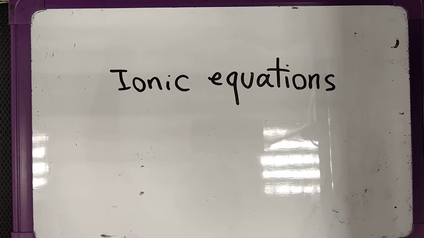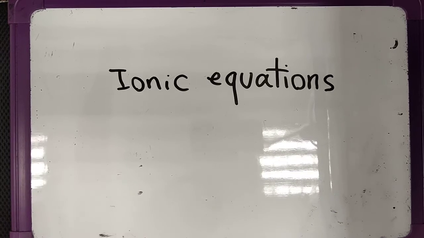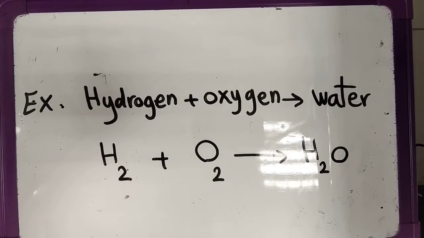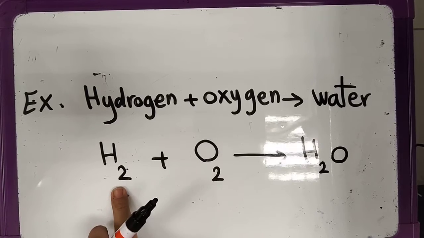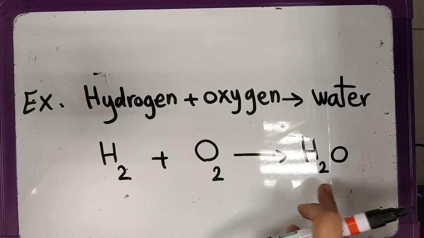The symbol equation is a shorthand way of describing a chemical reaction. It shows the number and type of atoms in the reactants and the number and type of atoms in the products. For example, we have here an equation. We want to write the formula of the equation, including all the reactants and the products, for hydrogen and oxygen that gives water. So first of all, we write the equation, which is H2 plus O2 gives H2O.